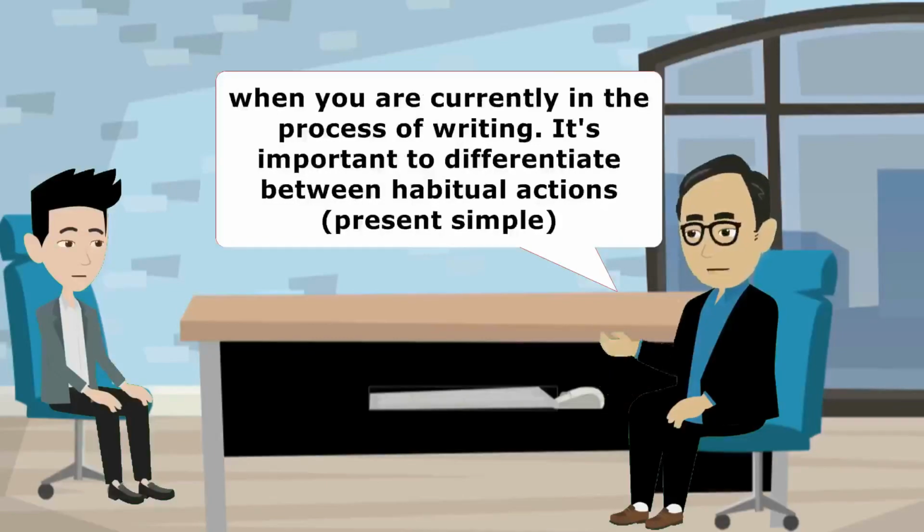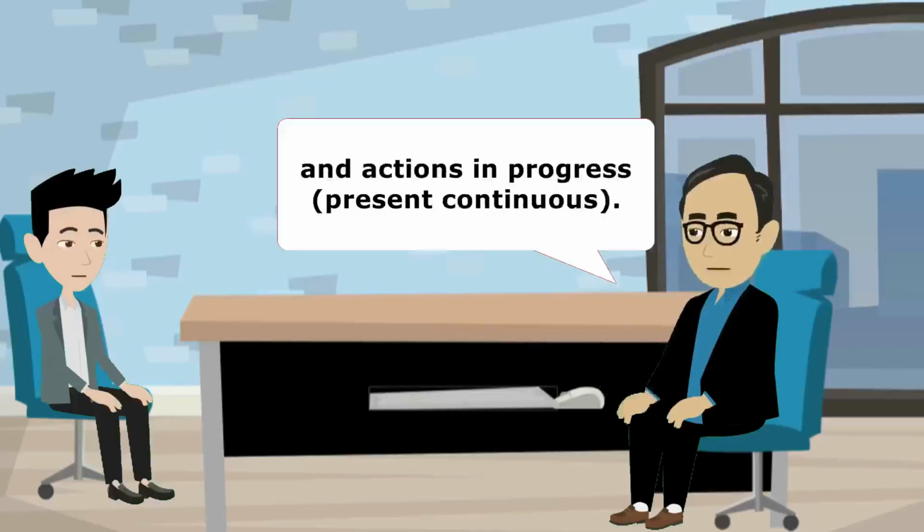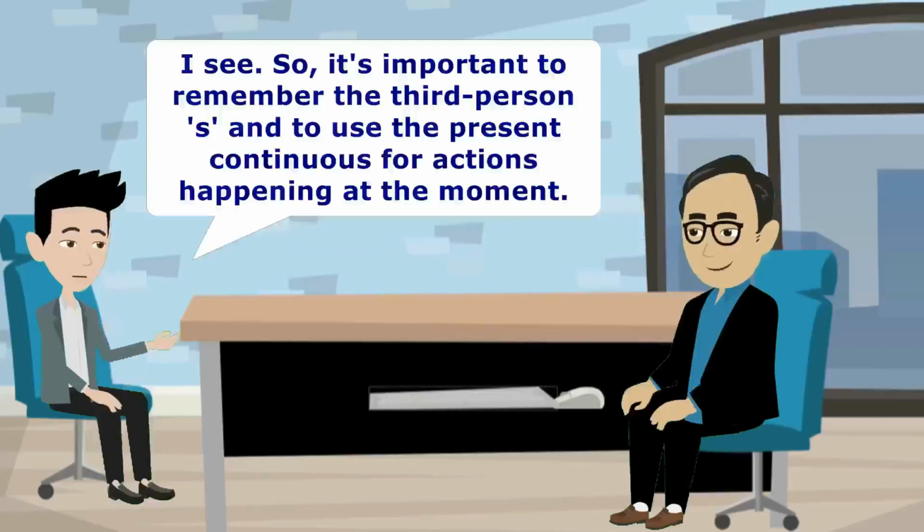It's important to differentiate between habitual actions, present simple, and actions in progress, present continuous. I see. So, it's important to remember the third person s and to use the present continuous for actions happening at the moment.